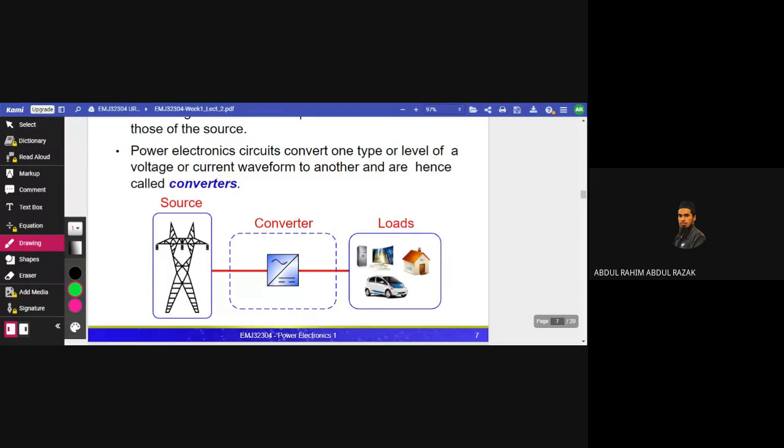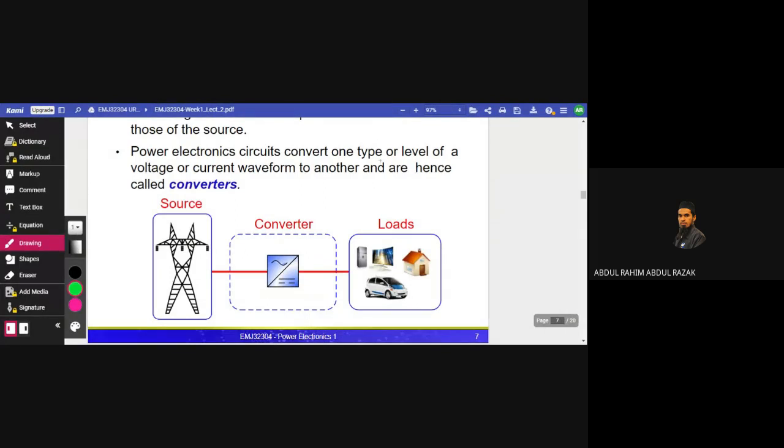Actually, we generate AC because it is simpler and the cost is much cheaper compared to generating DC, converting DC and transporting DC. But we also have advanced technology to convert and transport DC, such that we now have the trial station in Gurun. We have a DC link from Malaysia to Thailand using a DC converter and DC transmission link.